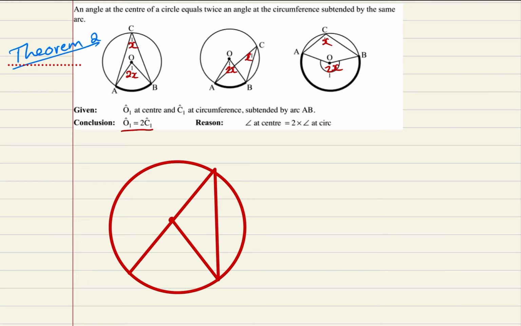Okay, yes, they go like this, guys. Say this is O, and this is 1, this is 2, and this is C, and this is C1. Now guys, there's nothing different about this. We are going to say again, O1 is equal to 2 times angle C1. And the reason we'll say what? Angle at the center is equal to 2 times angle at the circumference.